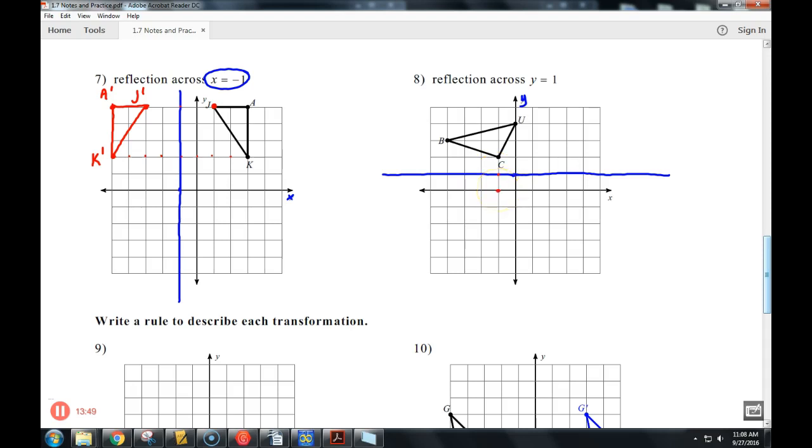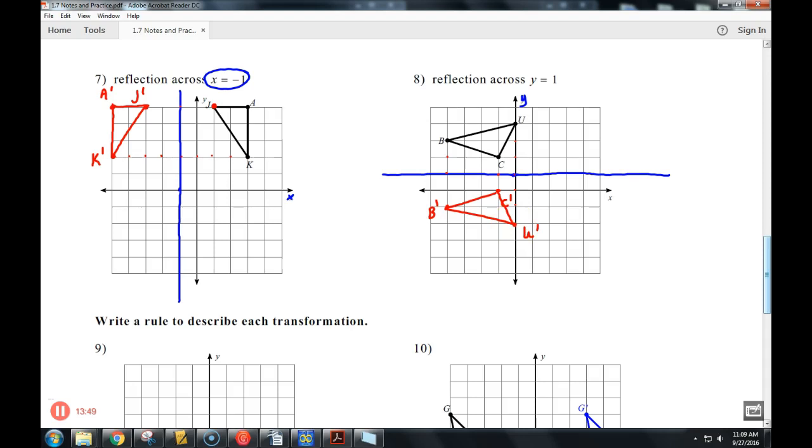C is 1 spot away. So there's my C prime. U is 1, 2, 3 away. So 1, 2, 3, that's my U prime. And B is 1, 2 away. So I need to make B prime 2 away. Connect the dots. It looks like C got in the way a little bit there. But again, it does look like it's symmetrical.